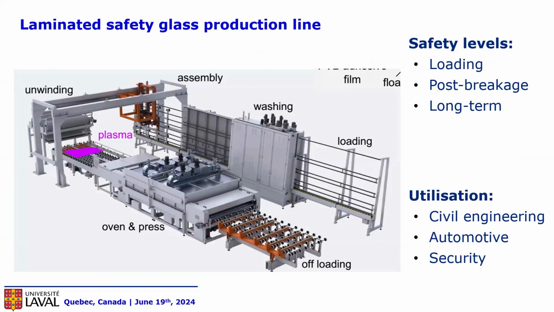As you saw, the coplanar discharge generates large area plasma with the possibility to scale it up. Very simple. So this is the laminated safety glass production line, and there is a really good place where the plasma can be installed, and we really tested this. Normally in such a line, here is the place for your large area glass plate, this is the washing machine, and after that it is placed here. If we install our plasma system somewhere here, we are able to clean the surfaces by plasma or activate them for better adhesion.